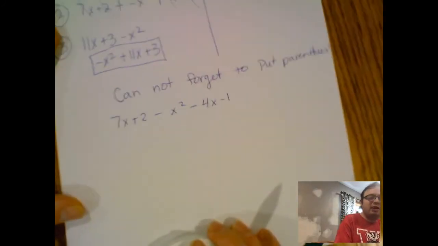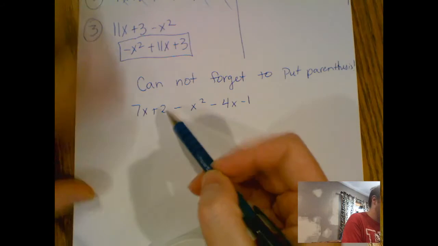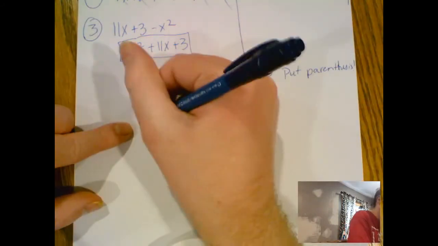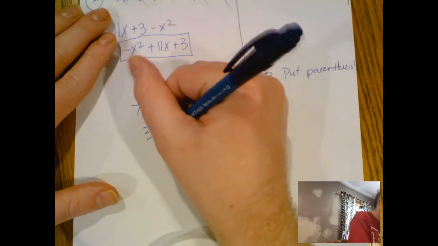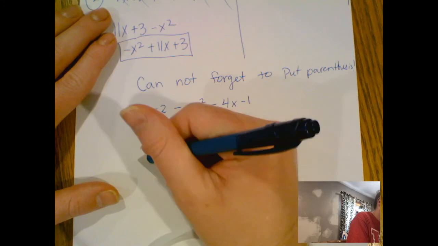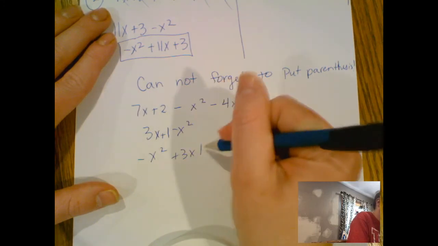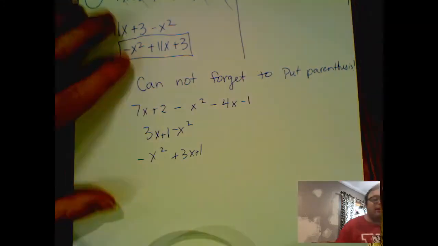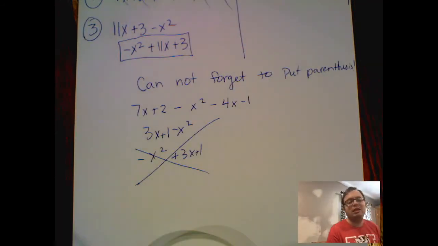But again, down here, a lot of people see this and say, okay, well, what's 7x minus 4x? Well, that's 3x. 2 minus 1 is 1 plus 1, and then minus x squared. And a lot of people get x minus x squared plus 3x plus 1. That is not the correct work. This is not correct. You need to make sure you put that parentheses because it's important for us to distribute that negative.